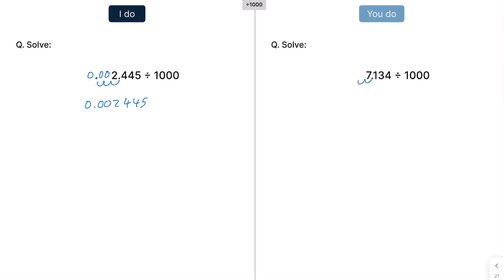And similarly, hopefully you've had a go at this. Hop once, twice, 3 times. So my decimal goes there. The 2 gaps there get a 0, and there's a 0 at the front. So that's 0.007134.